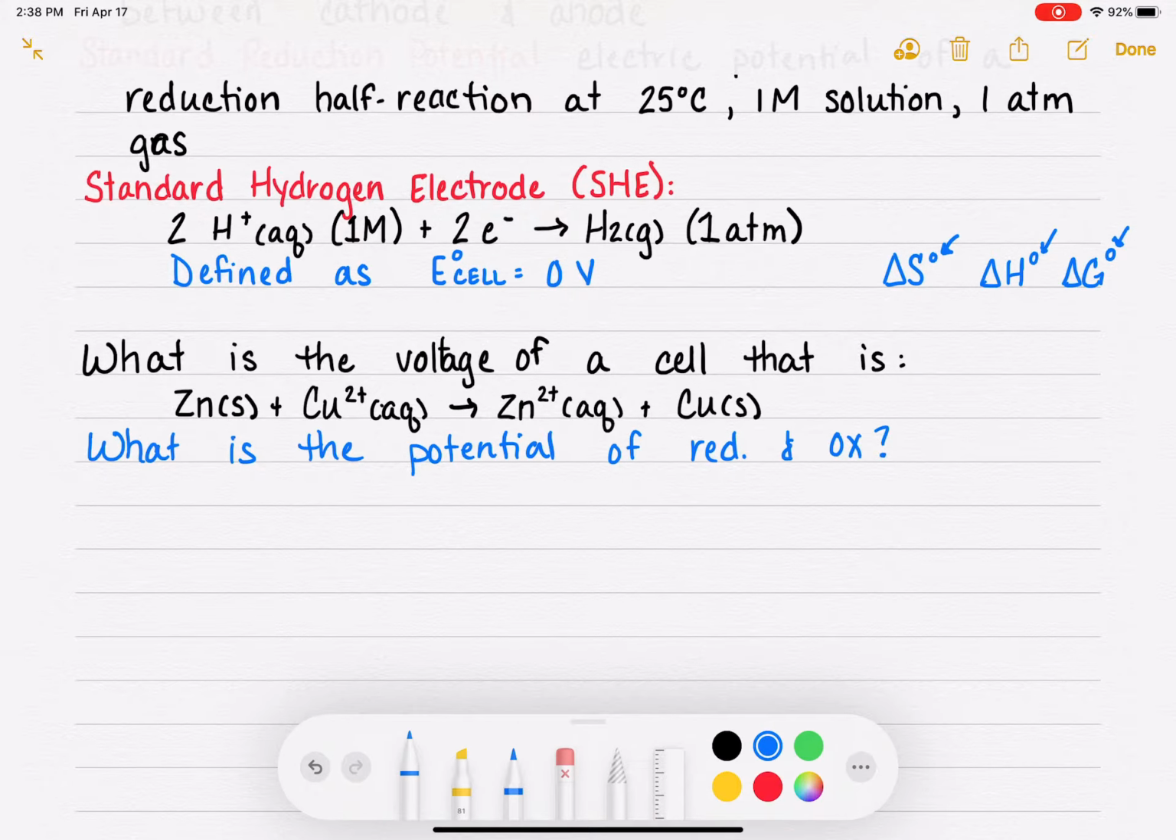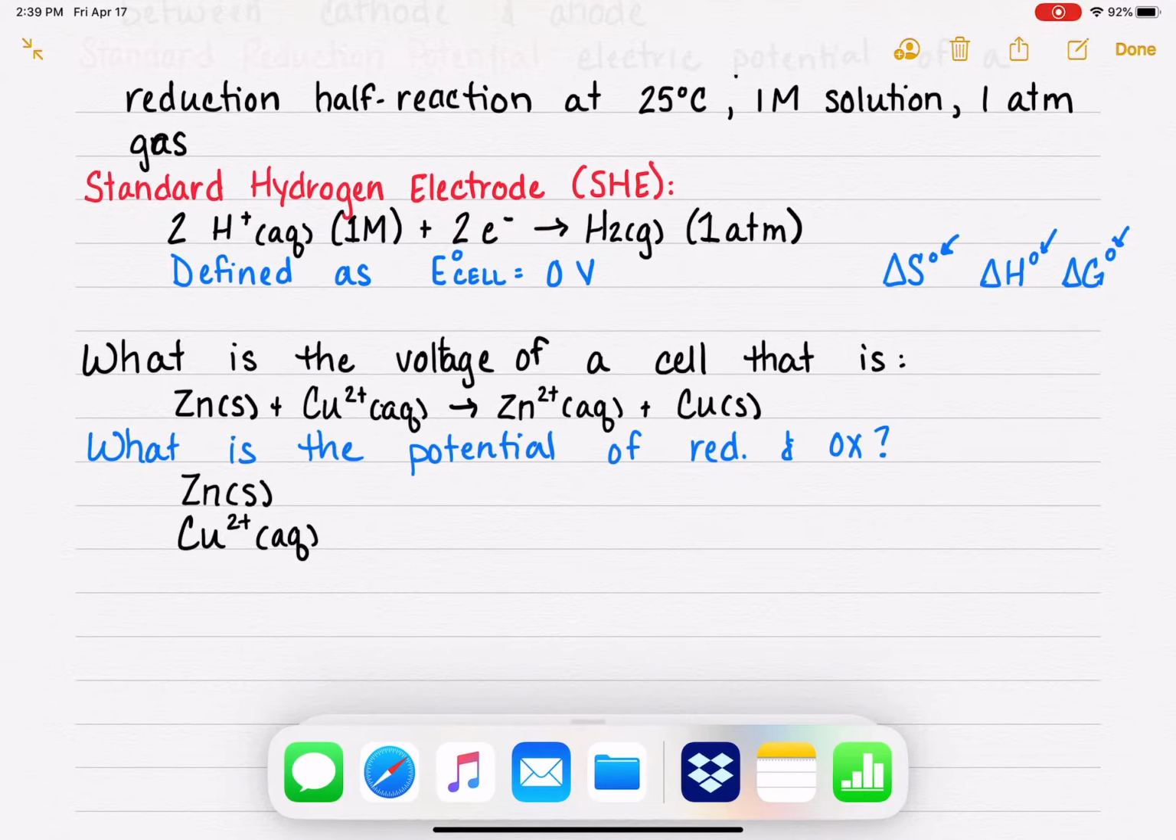The first thing that we need to do is figure out the potential for each of these half reactions. And I'm not going to fully write the half reactions out, but just a little bit. So we're just going to start. One of the half reactions we know is going to involve the zinc, and the other half reaction is going to involve the copper 2+ ions. And there's going to be more than that, but we're just going to start with that. So first thing that we have to do is go find the potentials of these half reactions.